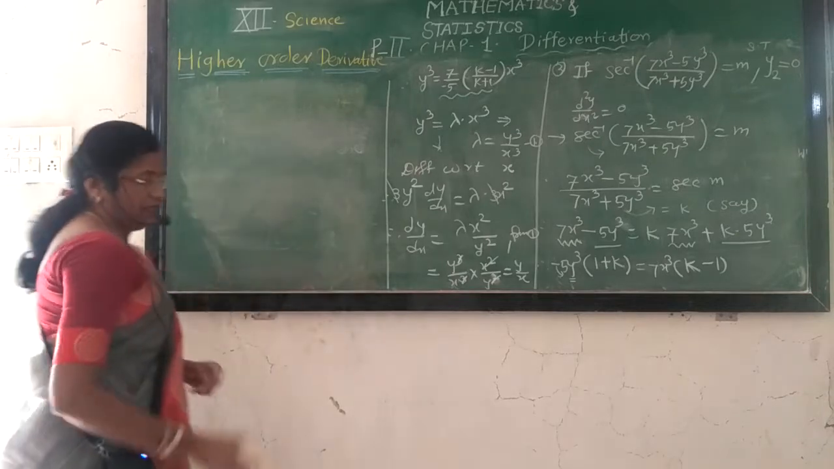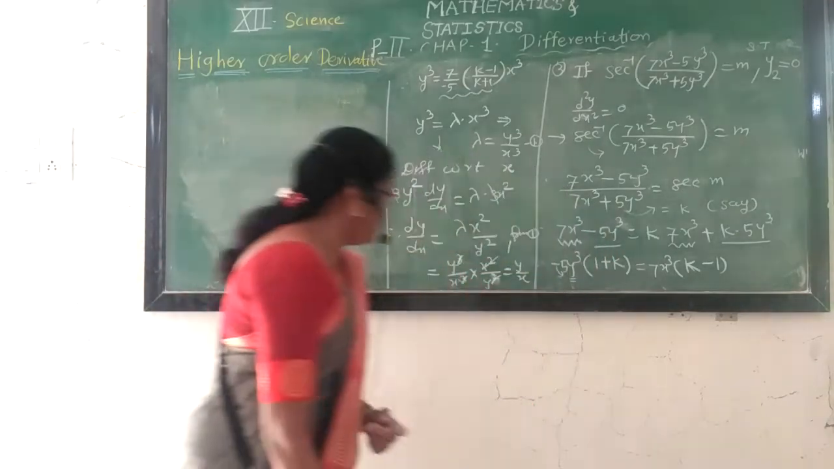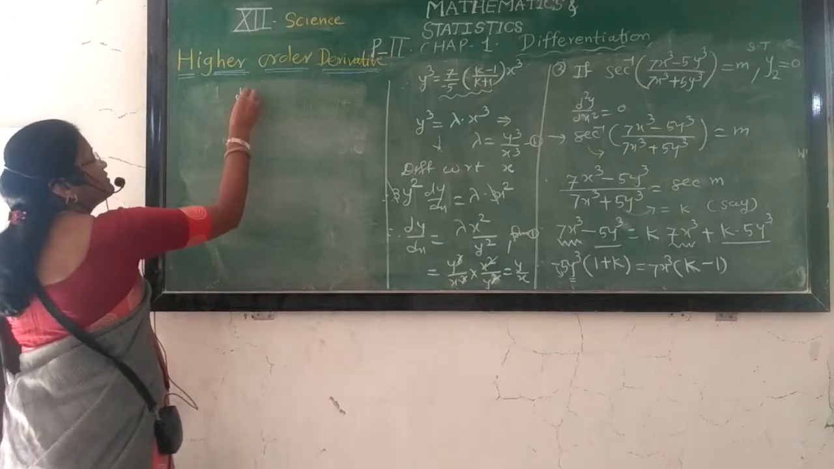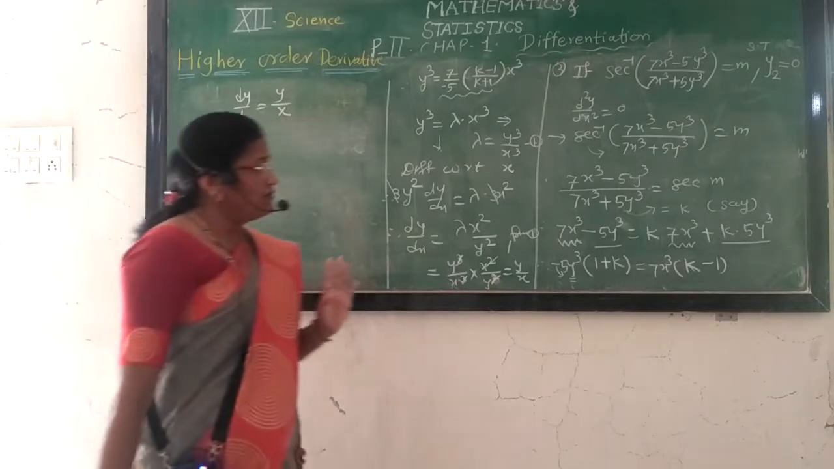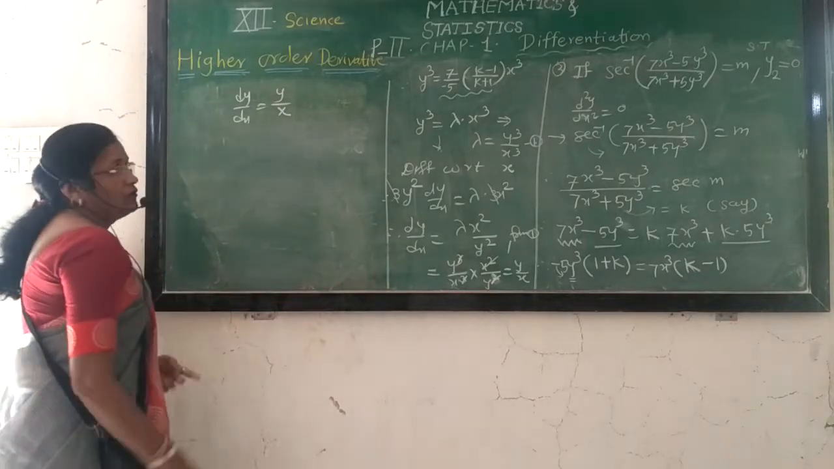y upon x. So by using the hint, if the function's first derivative is y upon x, then its second derivative is always 0. So why is this derivative 0?